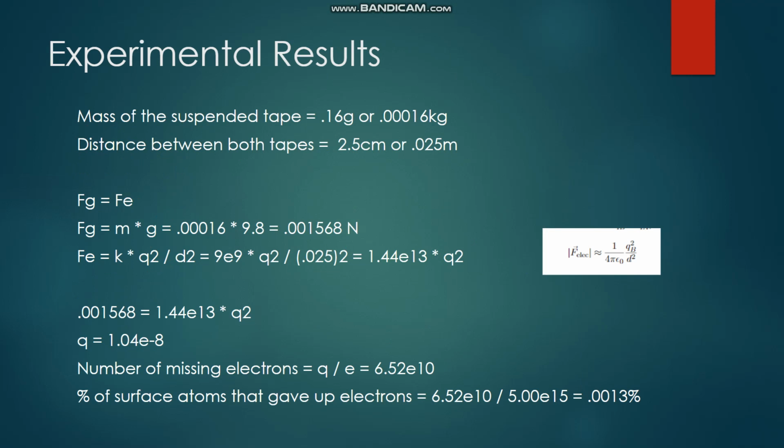And for experimental results, this is just what I ended up getting. I took the mass and the distance between them and then used that to set the gravity equal to the electric force, and then was able to calculate for the charge, being the last variable there. Then I divided that by the charge of a single electron to get how many electrons there were, and actually discovered that only 0.0013% of the surface atoms gave up their electrons, which is much less than you would probably expect.